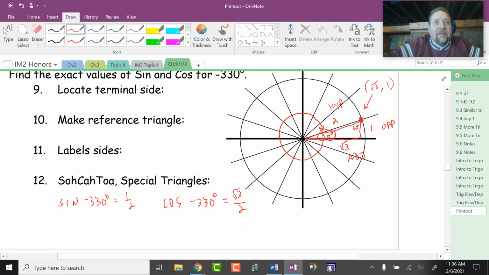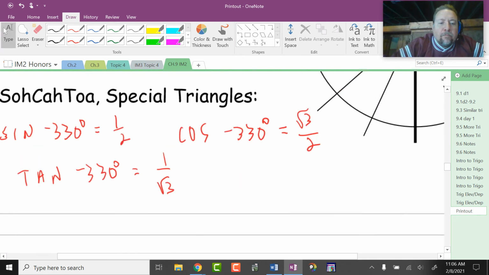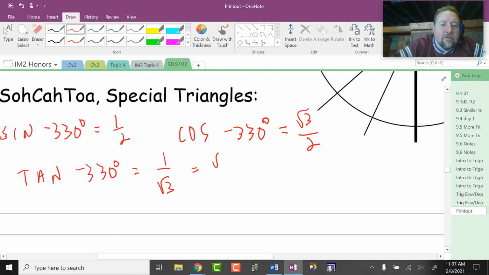And then I guess I could do the Sydney. What's the tangent of negative 330? And then hold on. Then Patrick, what's 1 over root 3? What do I have to do with that, or what does it become? Root 3 over 3, rationalizing.